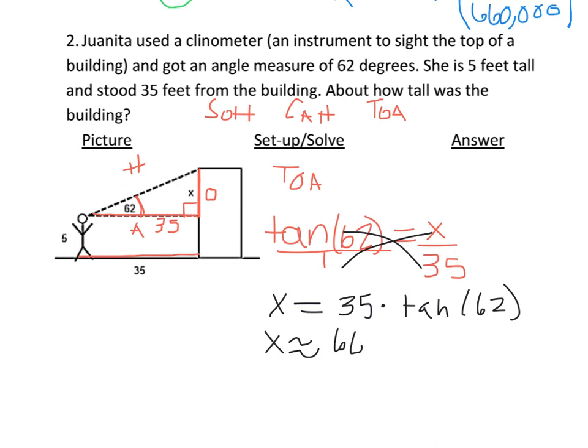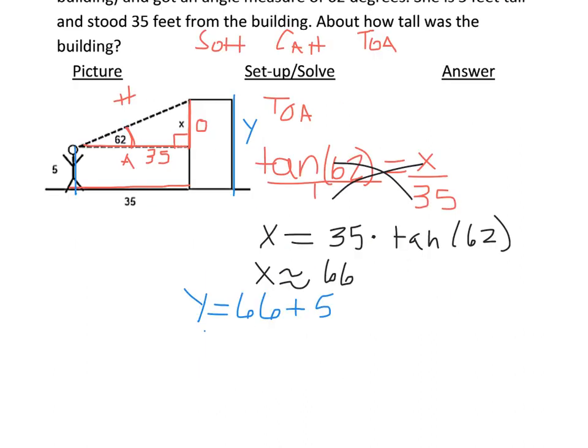but we're not done here. We actually are looking for this whole thing right here. We could go ahead and call it y, and we know y is equal to what we just got, 66, plus this distance over here, 5. So y equals 71, and this was feet.